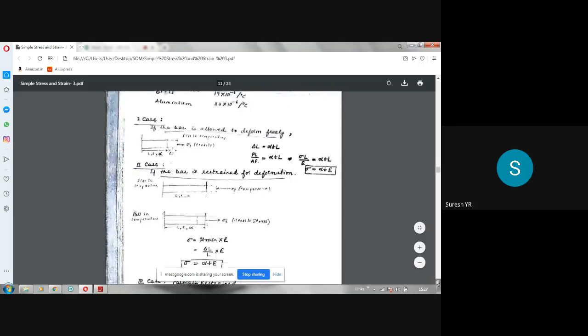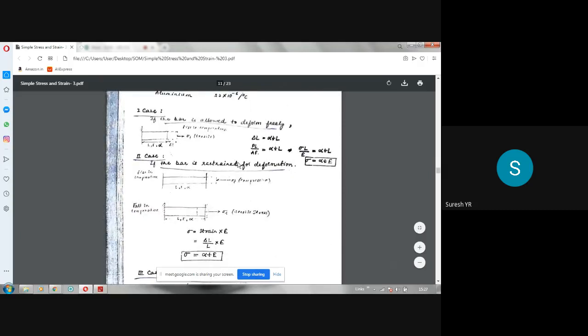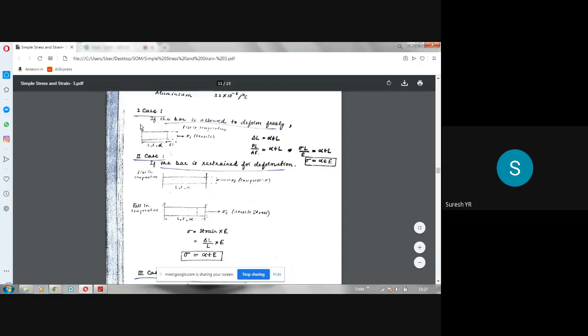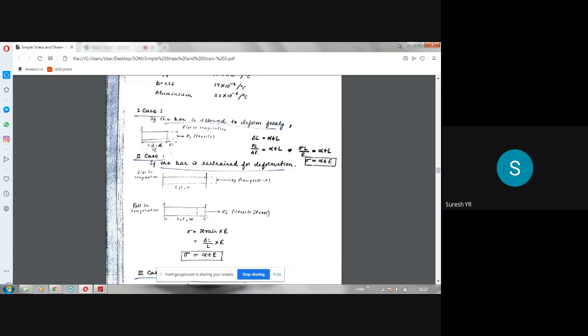Now in this, you will see there are three cases. You have to understand these three cases. Please note on the diagram here. If the bar is allowed to deform freely, what do you mean by that? Freely means one side I have taken free, another side it is restrained. One side it is fixed or restrained. So there is no deformation, elongation or contraction on this side of the bar. It can only elongate or contract on this side. Let me take L as the length of the bar, T as the change or increase in temperature. Let us say there is an increase in temperature. Alpha is the coefficient of thermal expansion.